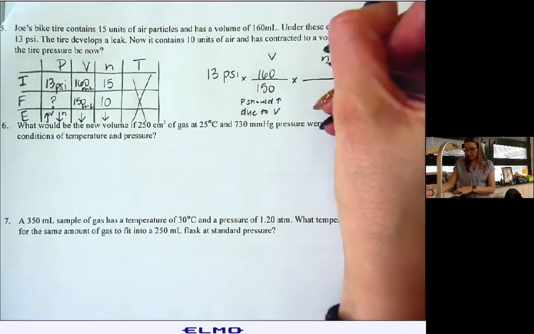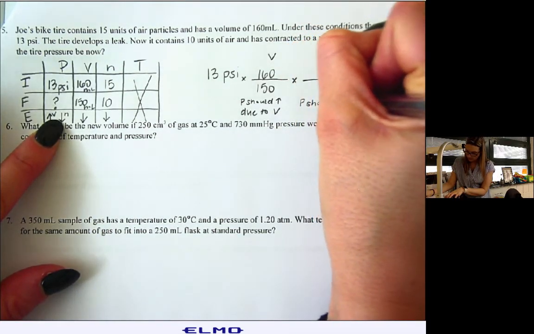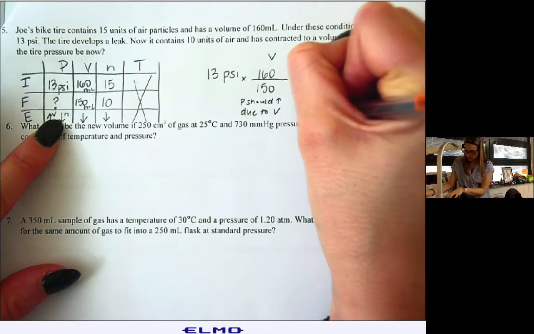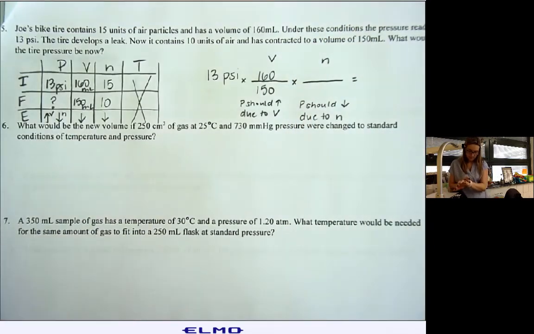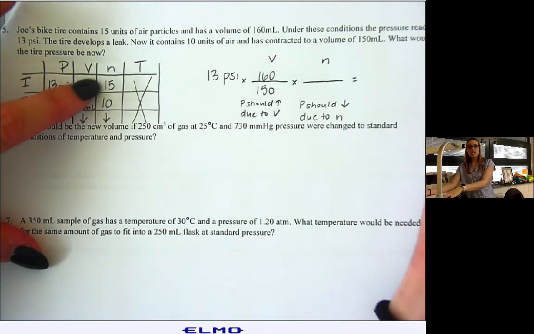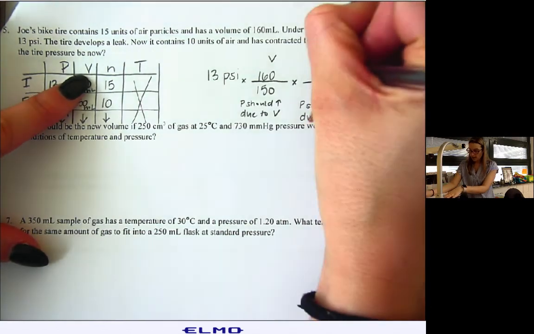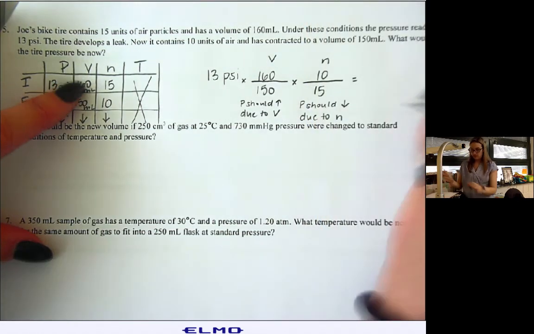But now if I come over to N, we said that pressure should go down. So pressure should decrease due to N. That means if I want the number to get smaller due to the number of particles, I need to multiply by a fraction that's going to make it smaller, so a smaller fraction. So my option for N is either 15 over 10 or 10 over 15. If I want a small fraction, that's 10 over 15.